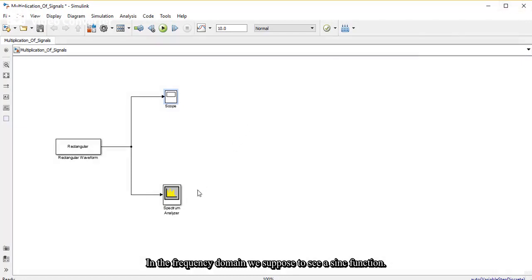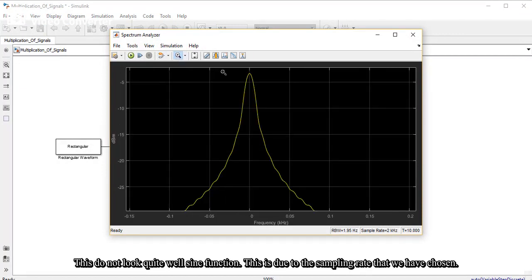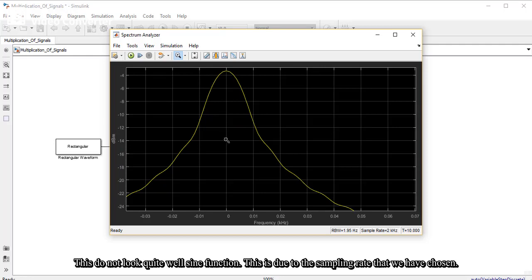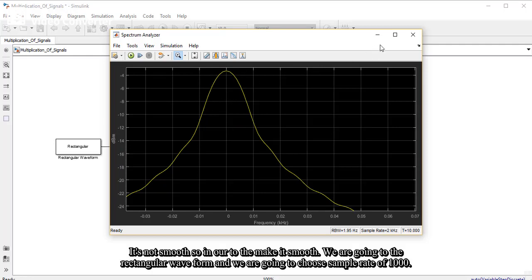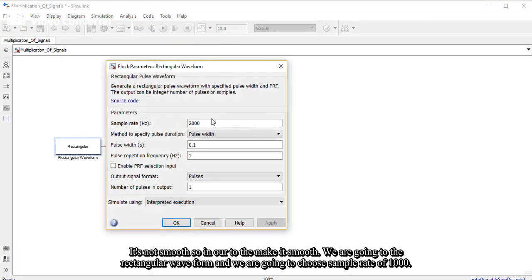In the frequency domain, we're supposed to see a sinc function. This doesn't look quite like a sinc function. This is due to the sampling rate that we have chosen. It's not smooth. So in order to make it smoother, we're gonna go to the rectangular waveform and choose a sample rate of 1000.